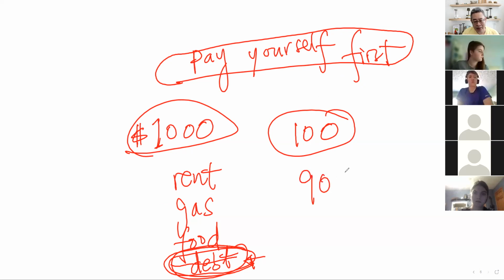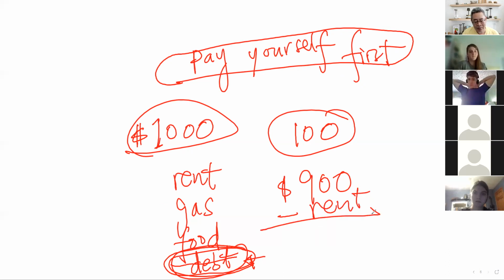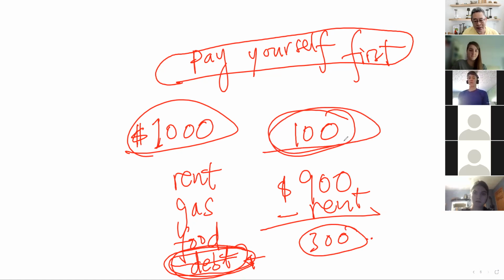Then you have 900. Then of course you're going to have to pay something, like the rent. I don't know how much rent is now, but right now it's pretty high. Maybe you have $300 left, and that's what you spend. But you pay yourself first, invest that, and if you can invest $100 a month, things will grow like crazy.